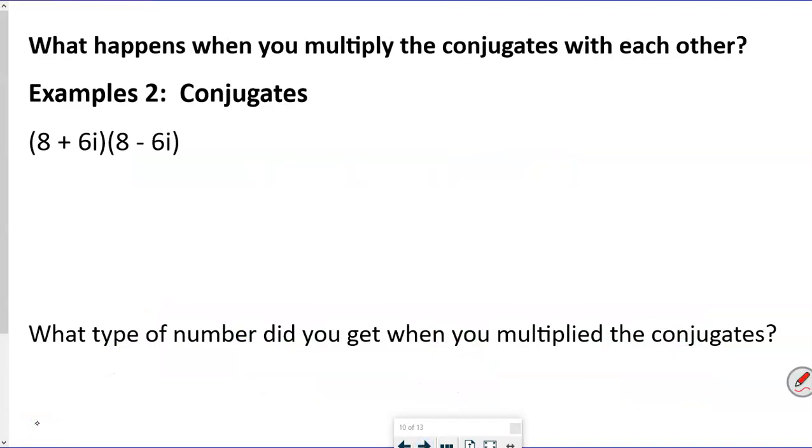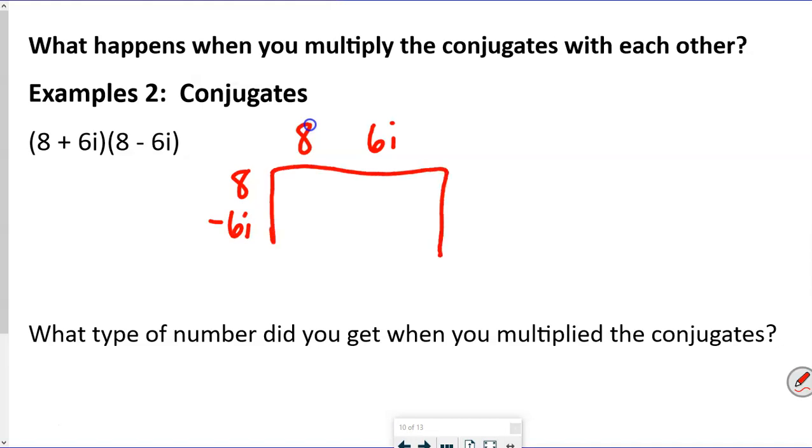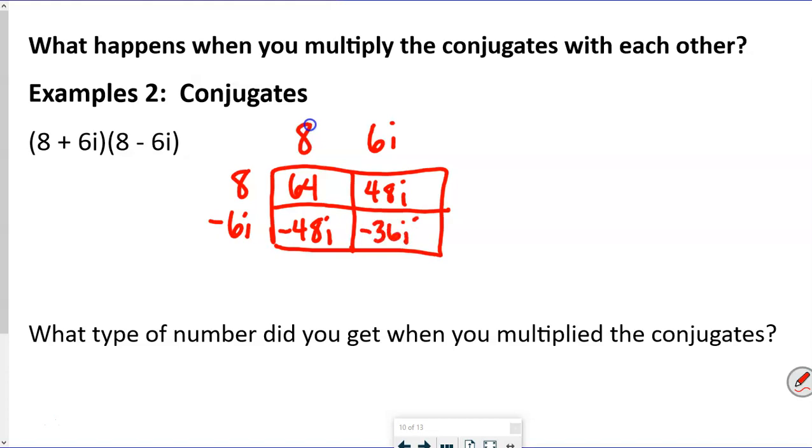Okay, so when I do this one, it says, what happens when you multiply the conjugates with each other? So what we're going to do is multiply these using the box method, 8 and 6i, and then 8 and negative 6i. And some of y'all already know what's about to happen because you recognized it from yesterday. So 8 times 8 is 64. 8 times 6i is 48i. 8 times negative 6i is negative 48i. And then we have negative 6i times 6i. So that's going to be negative 36i squared, right?